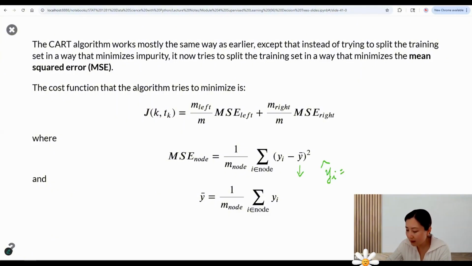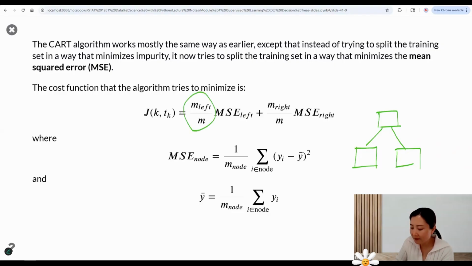Right? Why y bar? Because yi hat is equal to y bar within the node always, right? It uses the mean value. So y hat is equal to y bar in a regression tree. So that's why the mean square error has this kind of expression, right? So this is the mean square error for each node. So it will try to minimize the weighted average of the mean square error of the left node and right node. So this is the overall loss function for a regression tree.